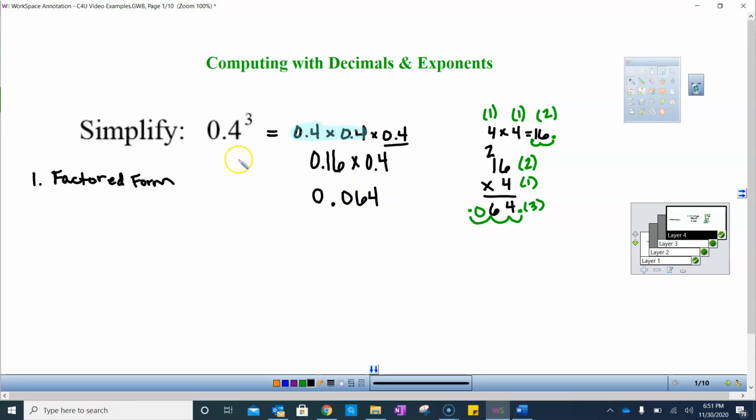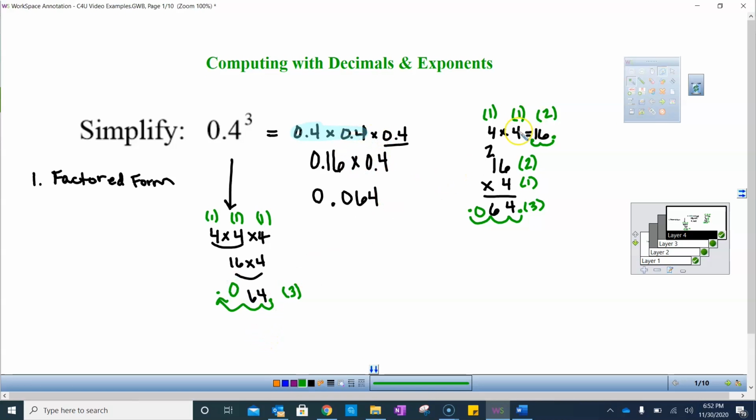Another way to handle it is just to rewrite this problem itself as 4 times 4 times 4. And then you can put how many digits are to the right at the top, and you can just tweak it when you get down below, because this is really a mental math problem. 4 times 4 is 16. Bring down your times 4. 16 times 4 is 64. And then now we add this up. There are 3 digits to the right in this problem. So now I swoop 1, 2, and 3. Fill that hole with a 0.